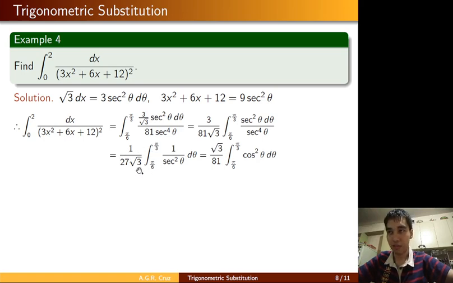Ito, times square root of 3. So square root of 3, square root of 3, that's 3. Times 27, that should give you 81. Okay? So you now integrate an even power of cosine, no?